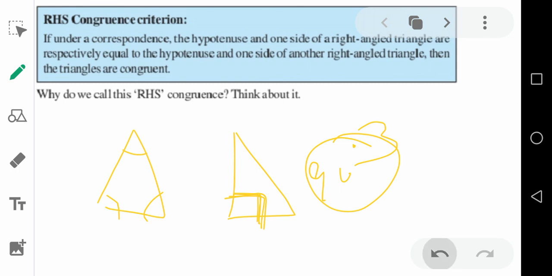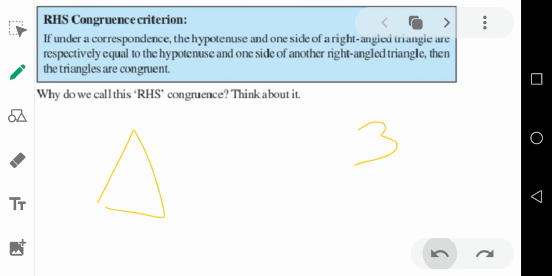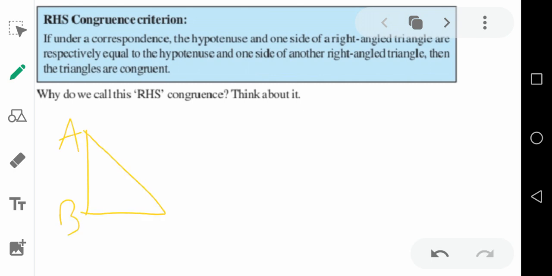Okay. Now coming to the congruence criteria. In this congruence criteria, we are dealing with 2 right angle triangles. I am drawing one right angle triangle and naming it ABC. Another one I am naming PQR. So we have 2 right angle triangles, and now we are going to check whether these 2 triangles are congruent using RHS.